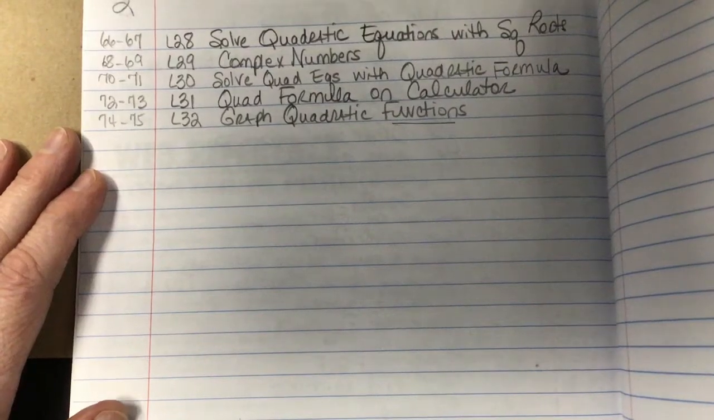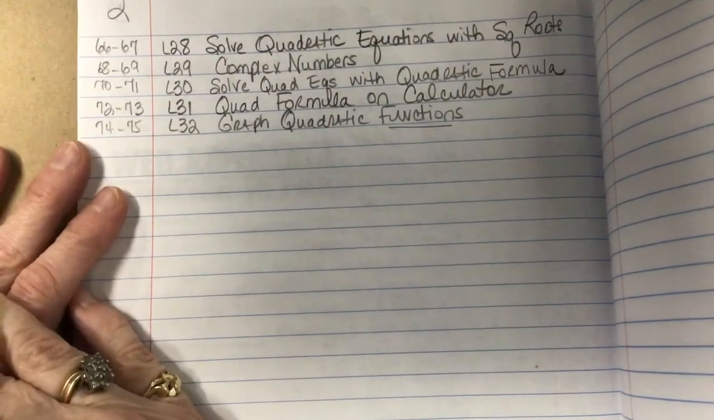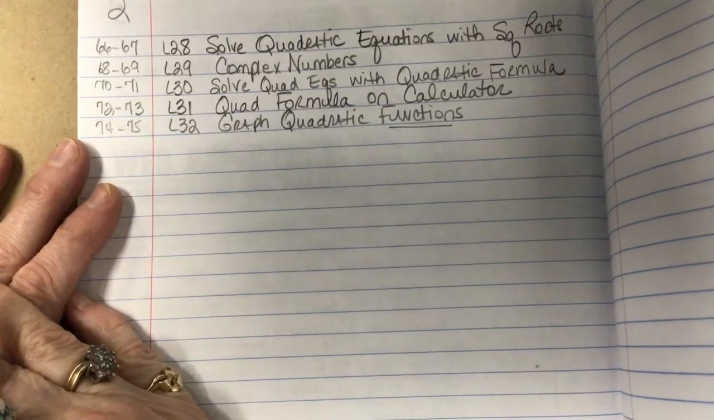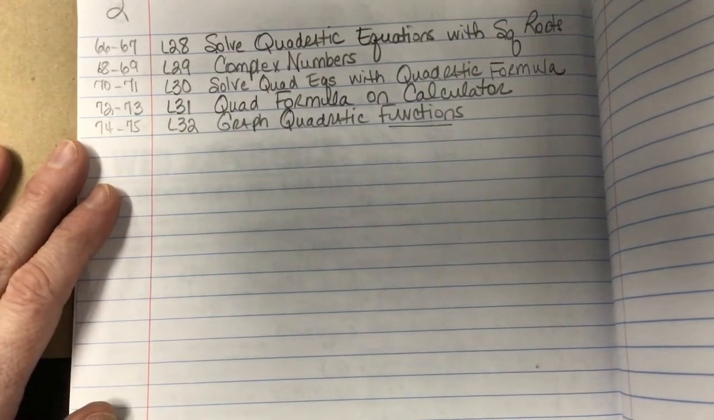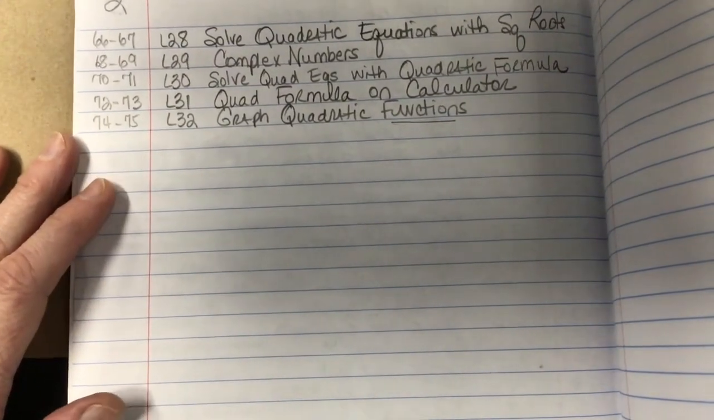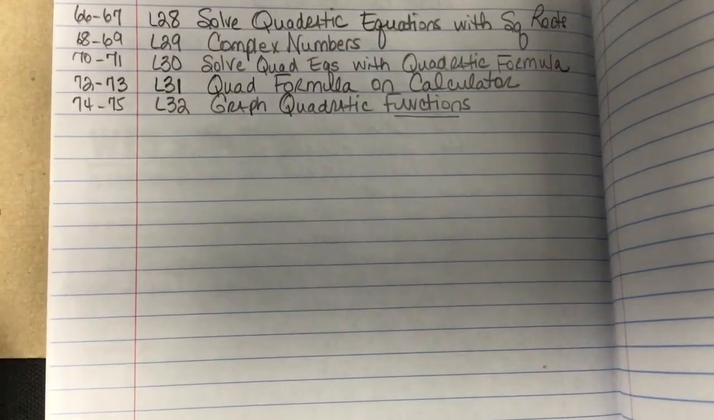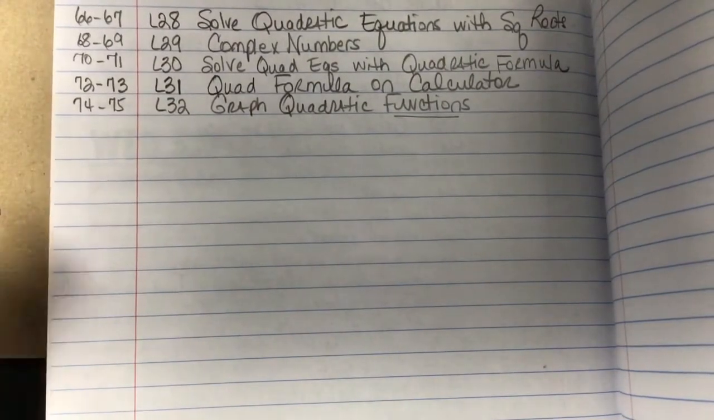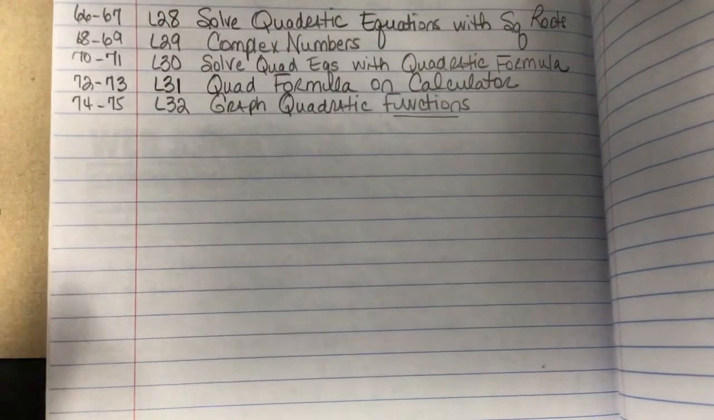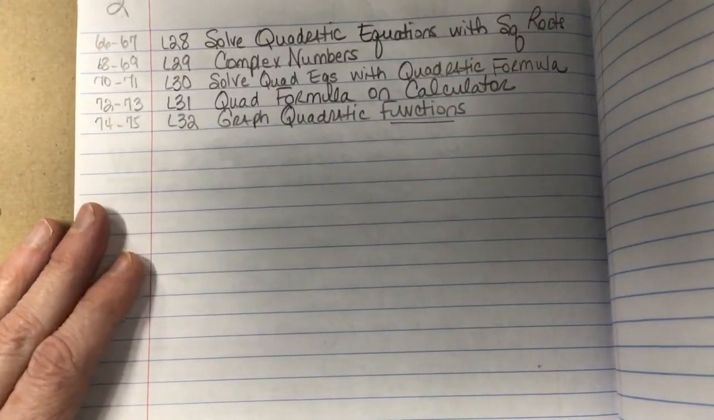X's do not repeat. X's cannot repeat. And now your y's will repeat. These graphs are very, very similar to the absolute value ones. Now, we spent a long time on those. We're not going to spend nearly as many days. Well, I'd love to just spend this one day. We'll just kind of see how it goes.